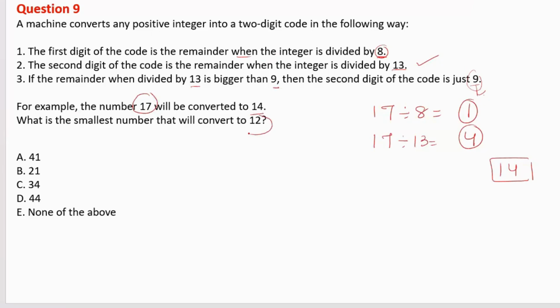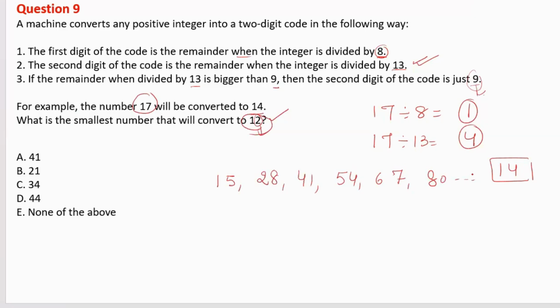Now I have to check which number converts into 12. Let's see that. When I divide by 13, I should get a remainder of 2. I will tell you why: because here I'm getting remainder 2. So I will find all the values that leave remainder 2 when divided by 13. First will be 15. 13 plus 2 is 15, 26 plus 2 is 28, 39 plus 2 is 41, 52 plus 2 is 54, 65 plus 2 is 67, 78 plus 2 is 80, and so on.